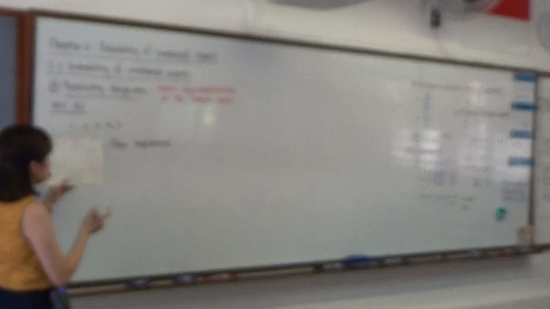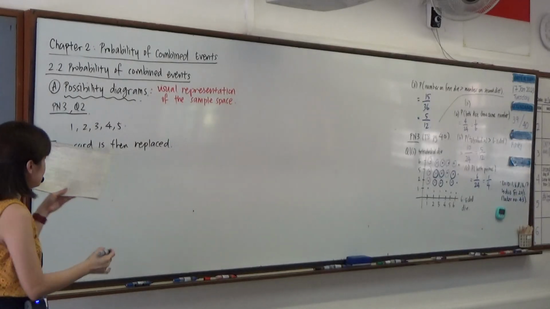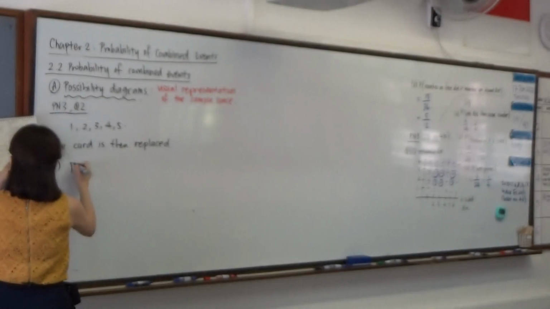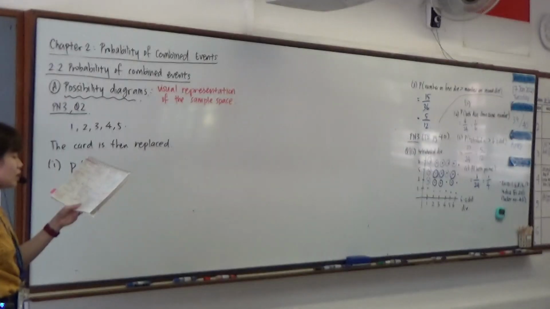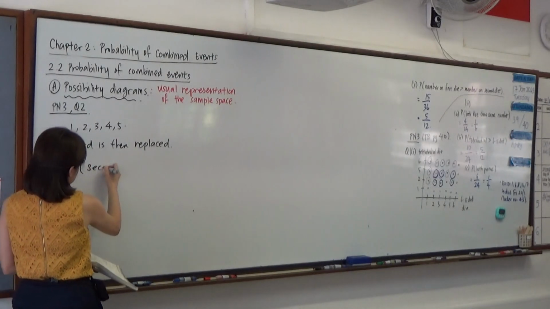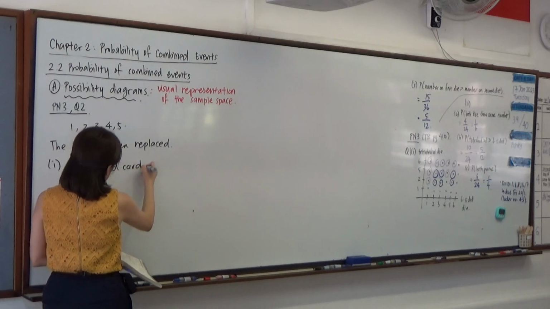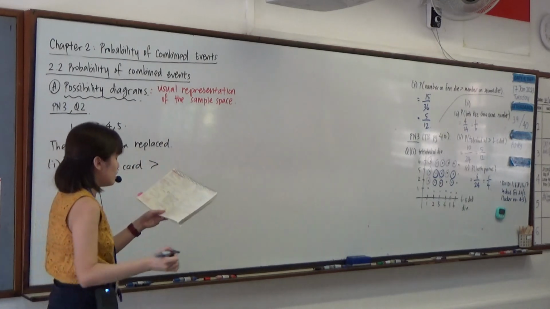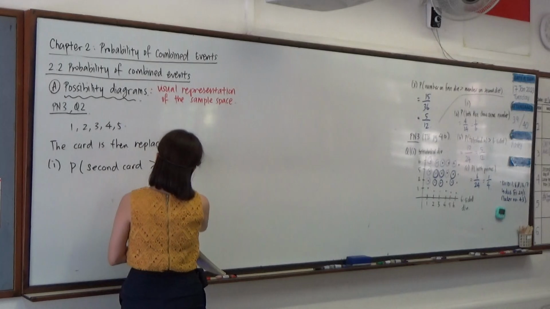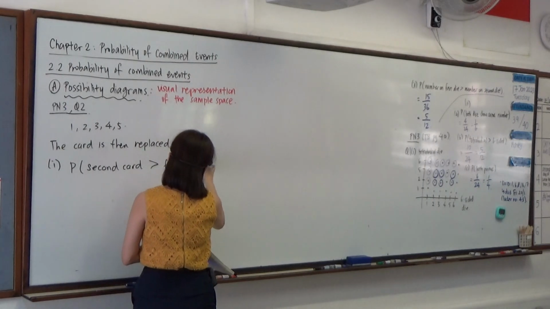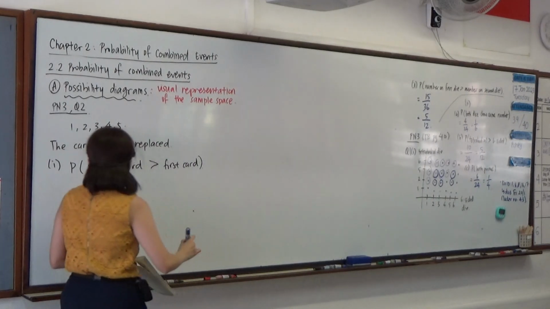The question asks you to use a possibility diagram to find the probability that the number shown on the second card is greater than the number on the first card. I'm just writing in short form over here.